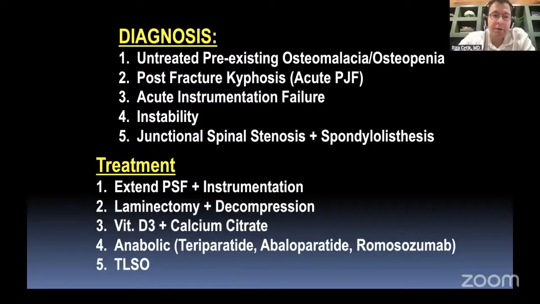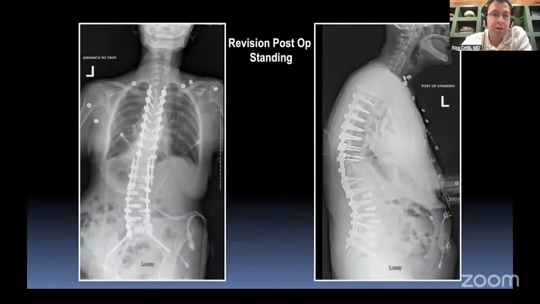We extended her fusion both cranially and caudally, and we decompressed the level where the junctional failure happened. We also started her on anabolic treatment supported by vitamin D and calcium, and we also wanted to support this construct with a TLSO brace for a short period postoperatively.